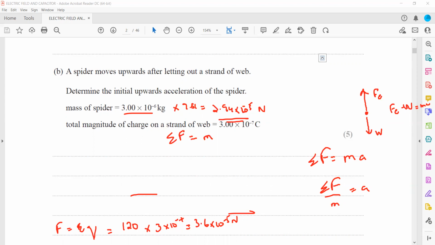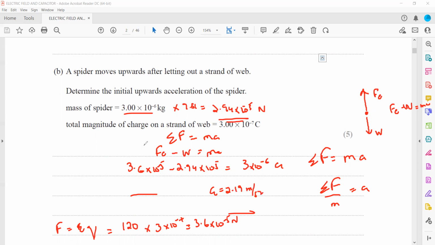So the resultant force equals ma, and electric force minus the weight is equal to ma. We'll substitute the values. The electric force we already calculated, that was 3.6 × 10^-5, minus the weight, 2.94 × 10^-5, equals the mass of the spider, 3 × 10^-6, times acceleration, which we don't know. So we subtract and then divide. The initial acceleration will come out as 2.19 meters per second squared.